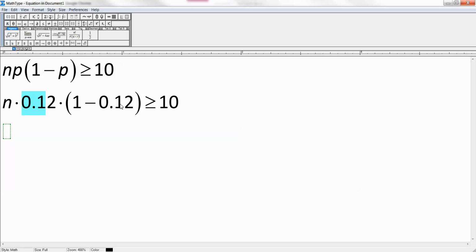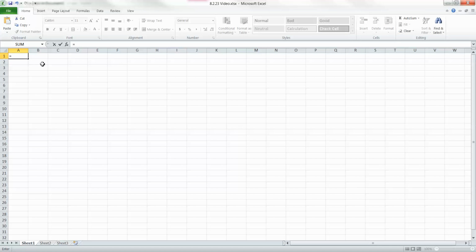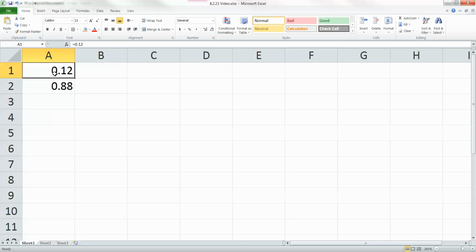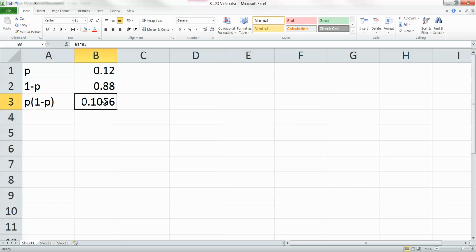Okay, so I'm going to find what this is: 0.12 times 1 minus 0.12. You could use a calculator, you could use Excel, whatever. So this is p, and this is 1 minus p. Then p times 1 minus p will be equal to 0.12 times 0.88. This is actually really smart to do in Excel. You'll see why.